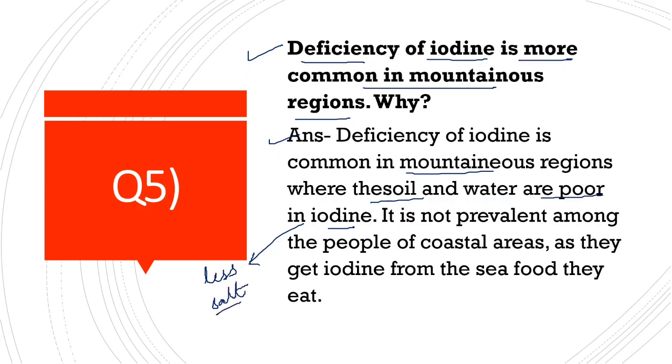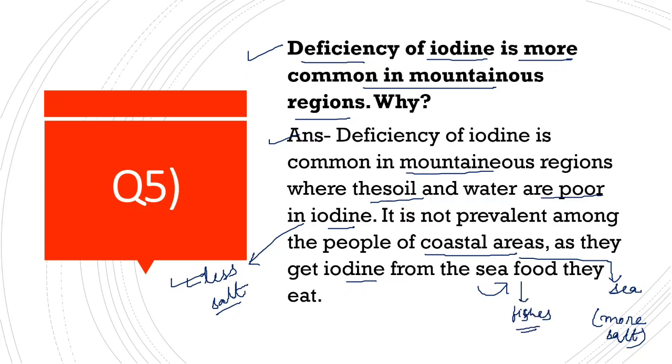Okay, and it is not prevalent among the people of the coastal areas. In the coastal areas or in the sea, there is more amount of salt. Okay, and in the mountain there is less amount of salt. Clear? So in coastal areas, the people get iodine from the seafood, that is the sea fishes. Deficiency of iodine is more in the mountainous regions as compared to the coastal areas.